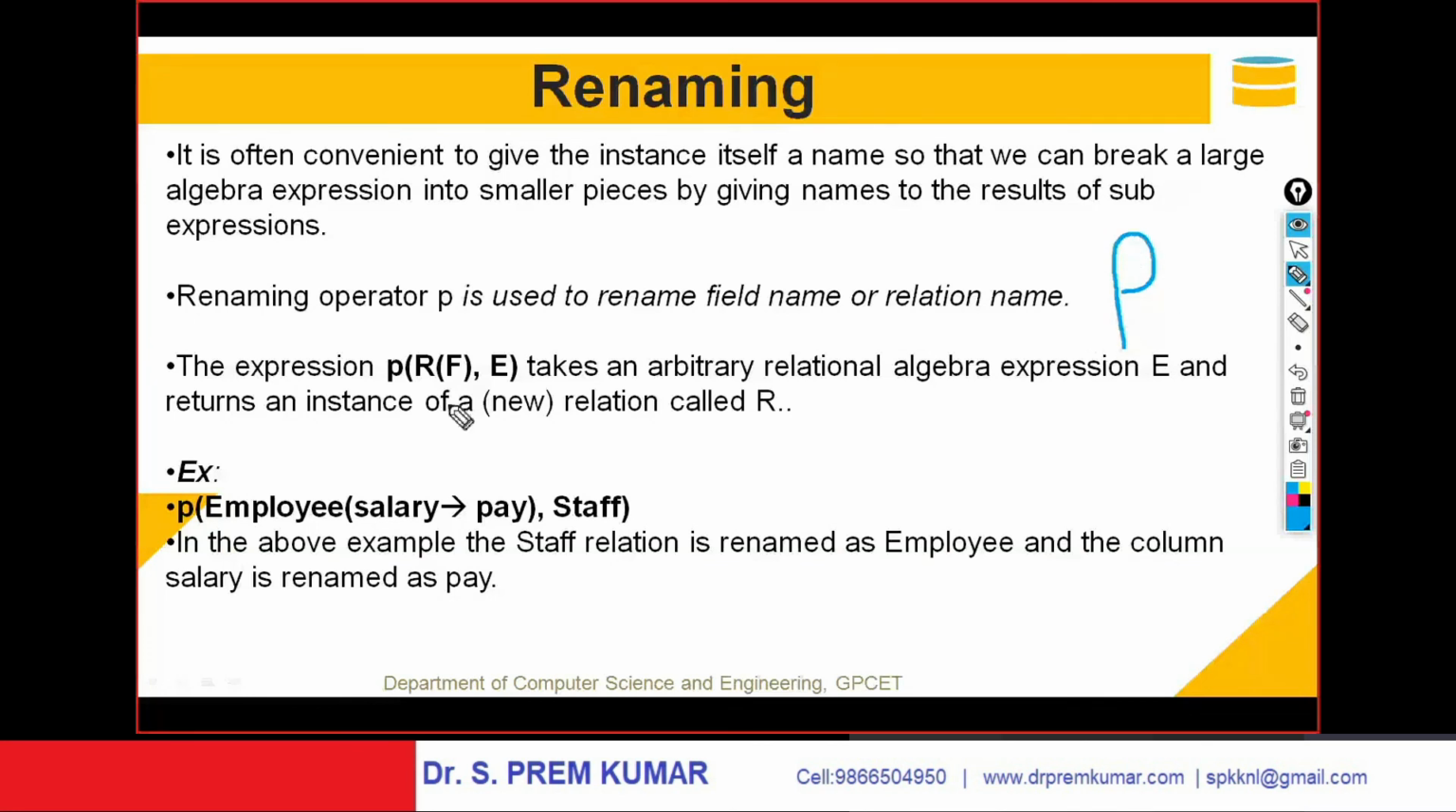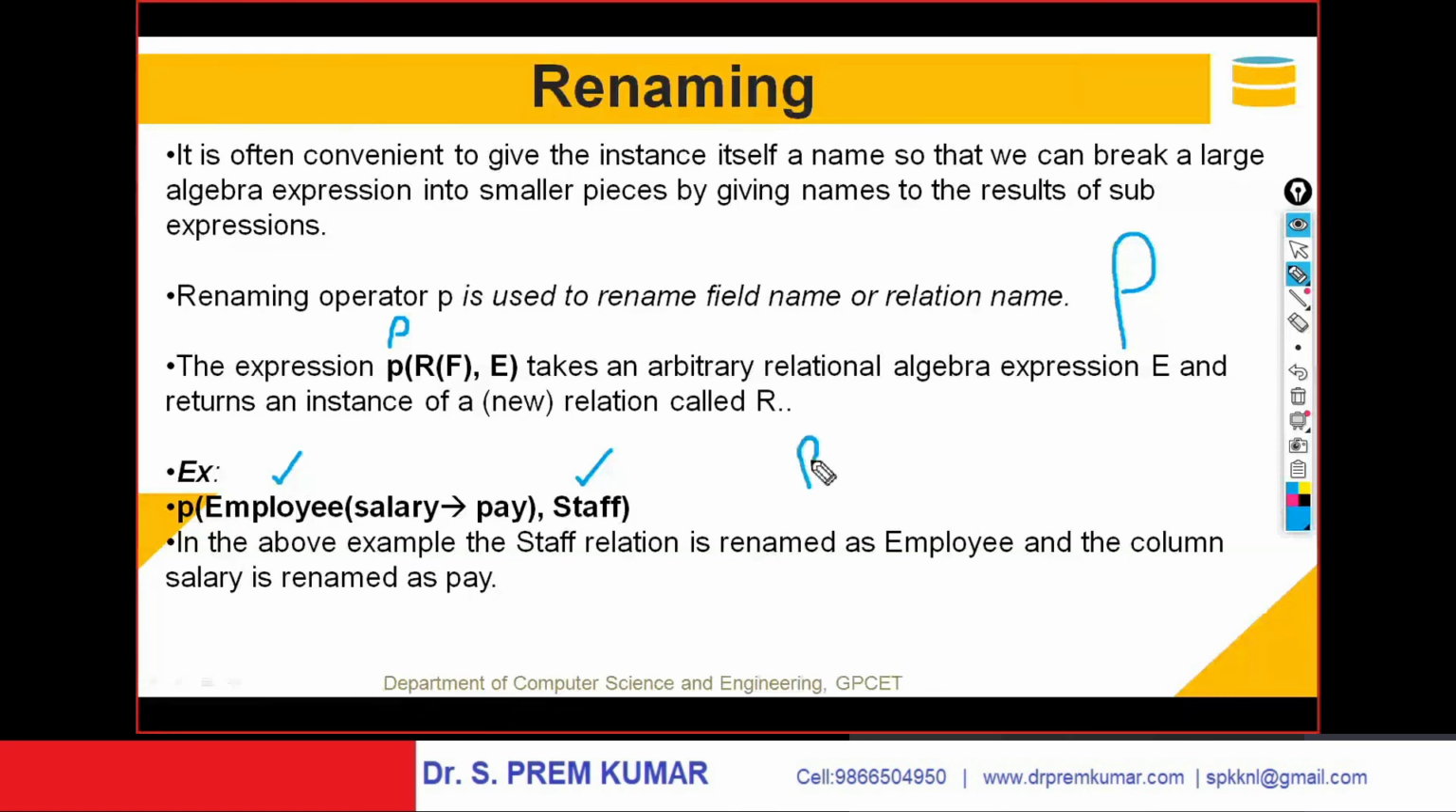Just I am writing P. In fact, this is the symbol. I should use the symbol P. This is the symbol for the renaming operation. For example, there is a table called staff. Listen carefully. There is a relation called staff. I am not interested in that name. I want to change that name as employee.